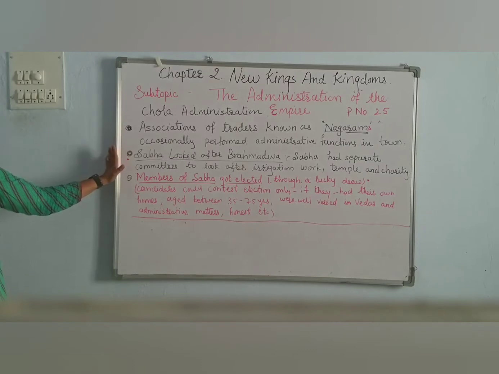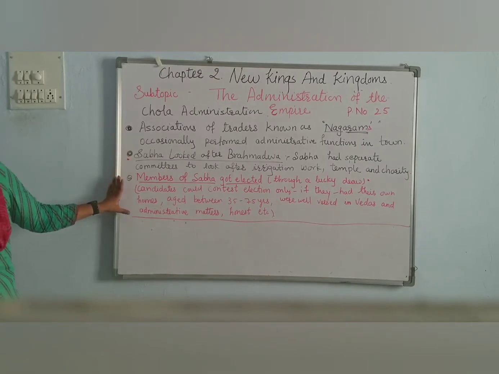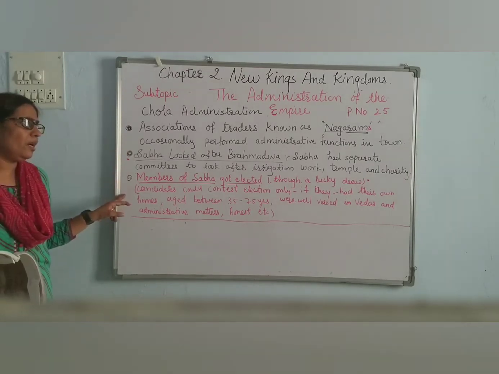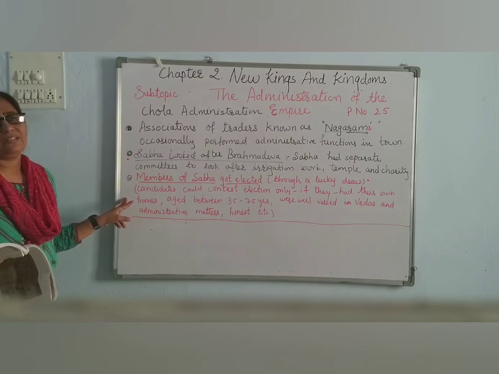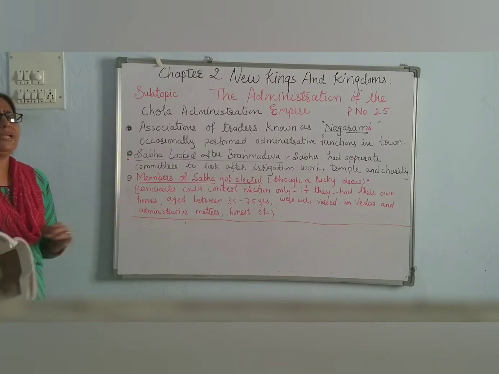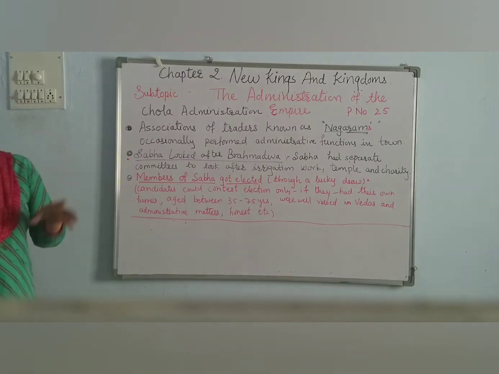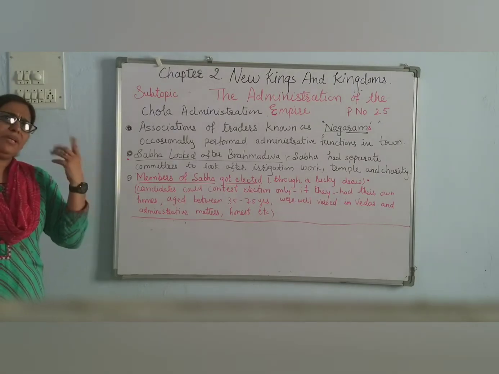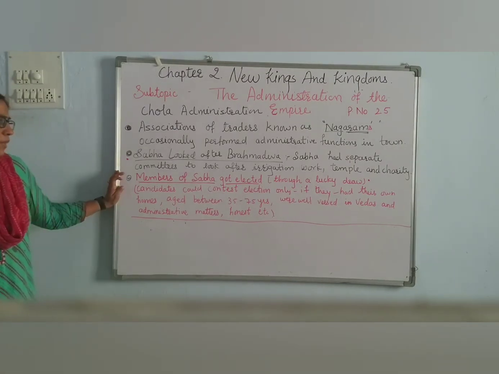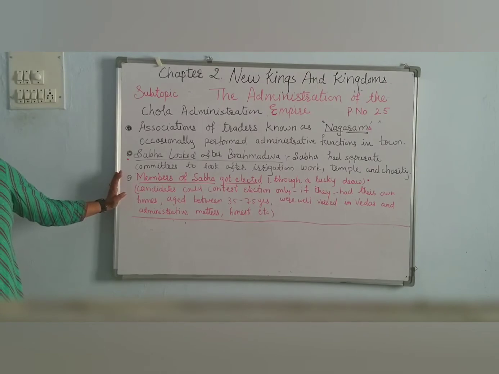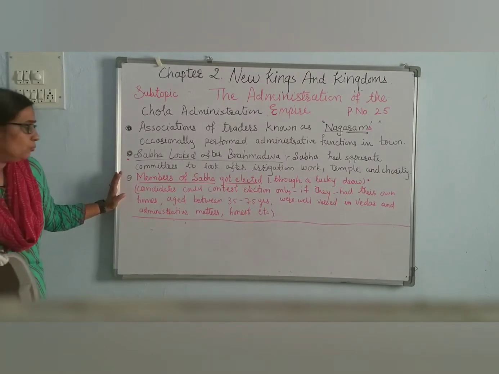Now we are going to see how these members were elected. The members of the Sabha were chosen by lucky draw. They took an earthen pot and put in some tickets, and whoever's name came out became a member. Candidates could contest the election. Now, what was the criteria? How were they going to do it?